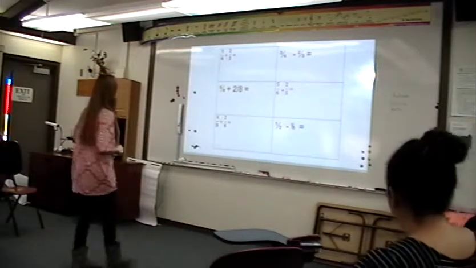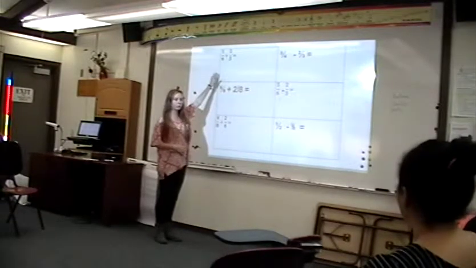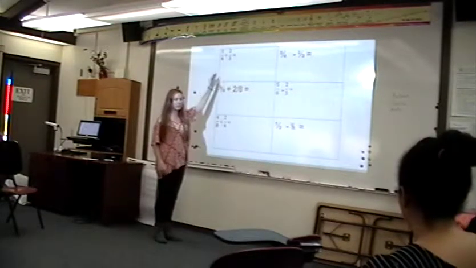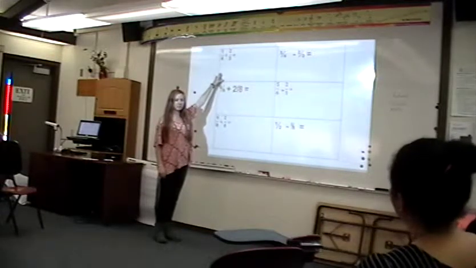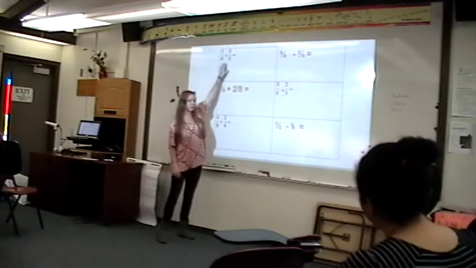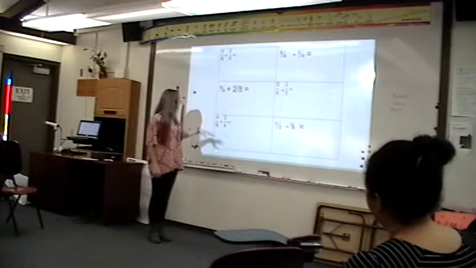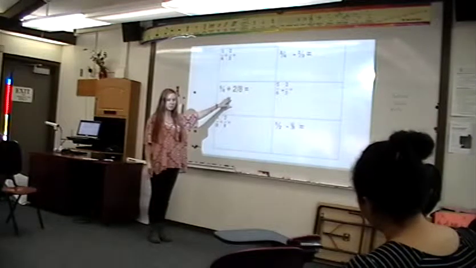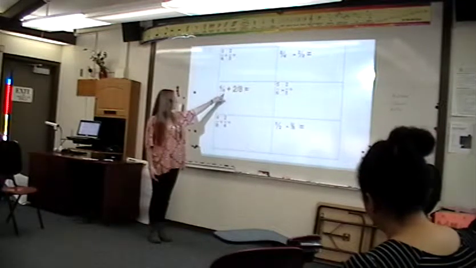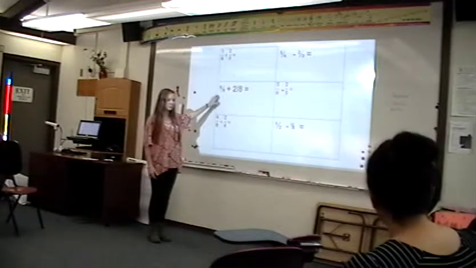So this one says 1/4 plus 2/3 equals. This is an unlike addition problem because the denominators are different, the 4 and the 3. 5/8 plus 2/8 is a like addition problem because the denominators are the same. Sheila, can I have you come up and solve this problem for me, please?